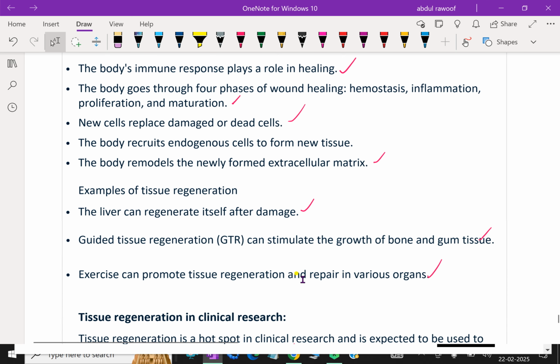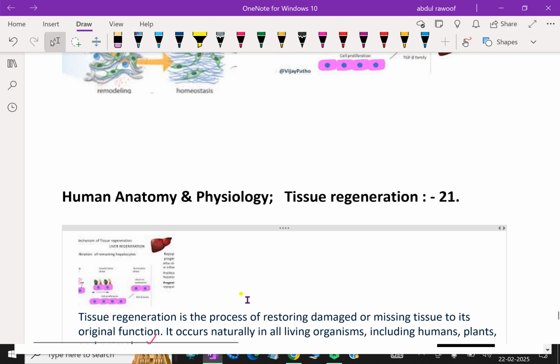So far, we discussed regeneration of tissues in the human body. We have done.